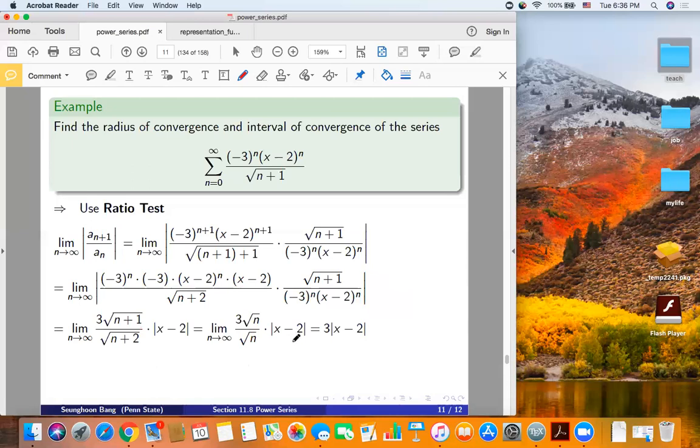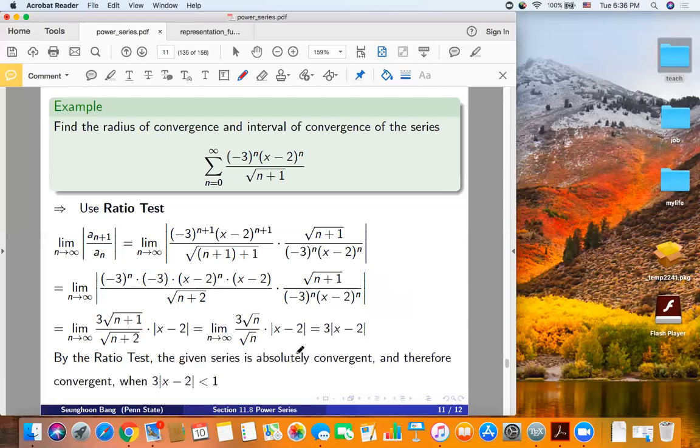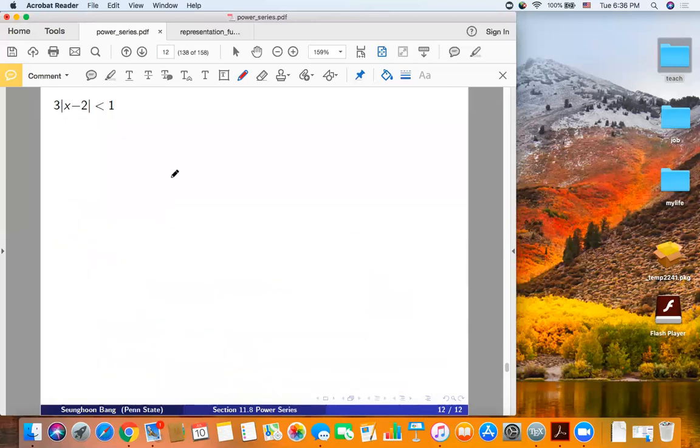When you get a convergence result, the series is absolutely convergent, and therefore convergent, when the limit value is less than 1. Greater than 1, it is divergent. So we have this inequality, and solve. Here, you can divide by 3.